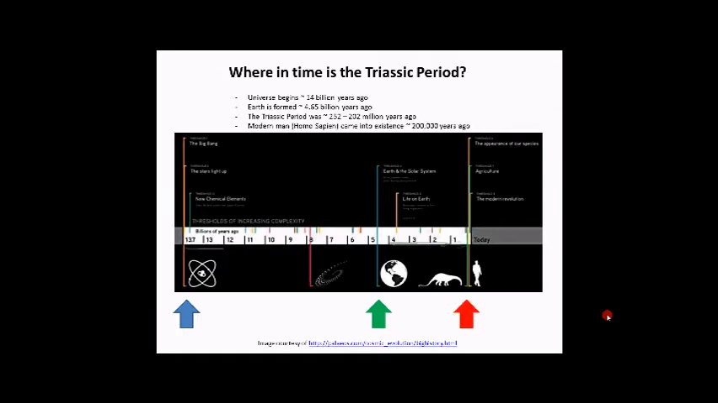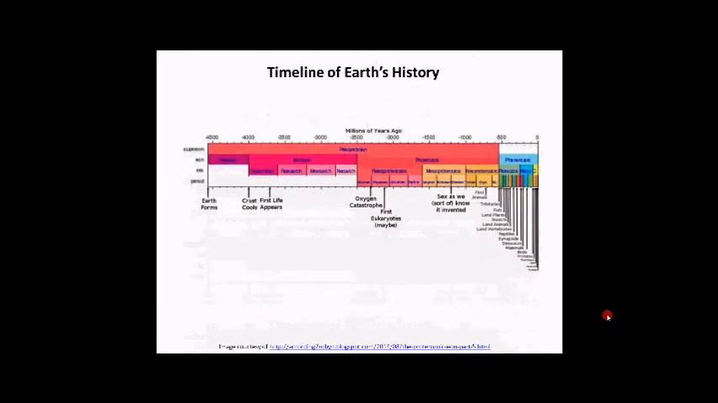And this is the Triassic period, represented here by the introduction of dinosaurs. Again, this is over 200 million years in the past, and by comparison, modern man, or Homo sapien, has only been around for approximately 200,000 years. If we shrink this time scale to encompass only the history of the Earth, the Triassic period is right here, at the beginning of the Mesozoic era.